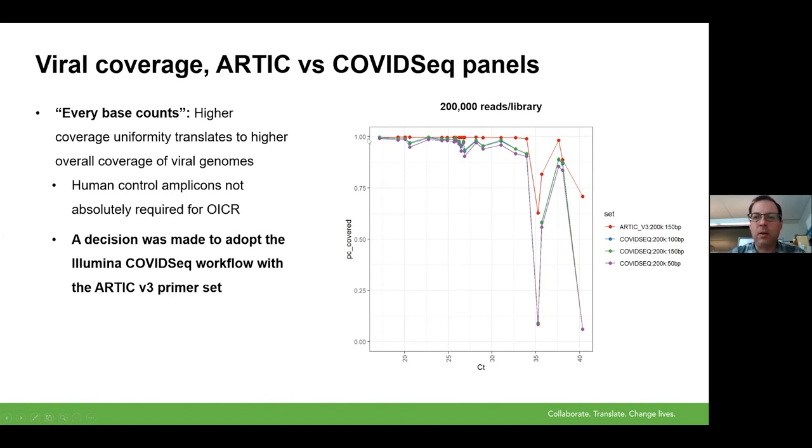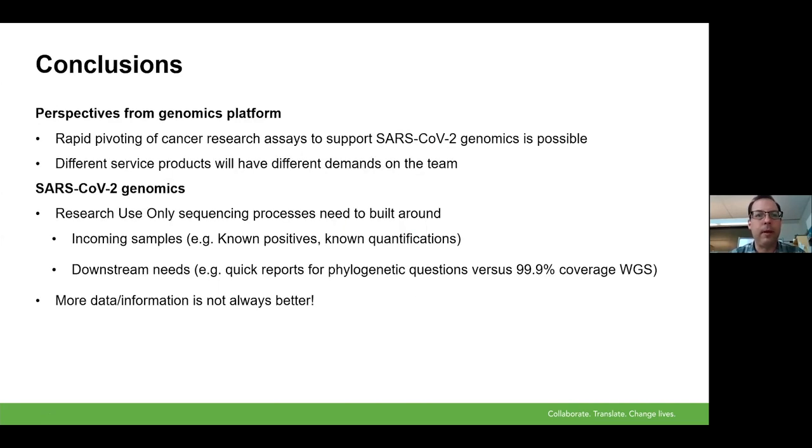And so based on results like this and some others internally, we basically made the decision to adopt the actual library prep workflow with the COVID-seq kit, but just swap out the primer set. And so what we're using continually in-house is the COVID-seq workflow, which is actually quite fast and robust to different steps in the laboratory, but with the upstream Arctic V3 primers at the RT-PCR step, without the human amplicons.